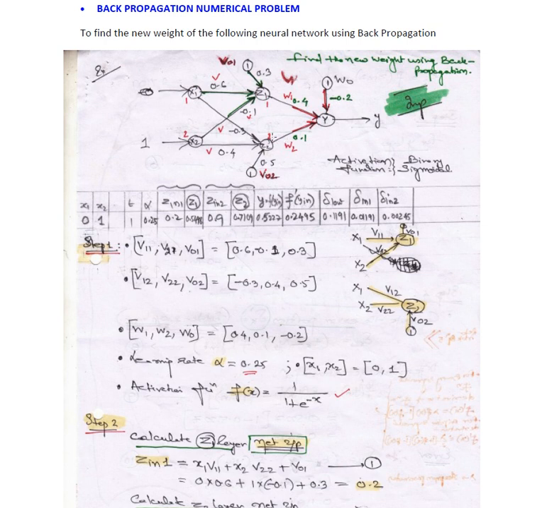Okay. So what are the three inputs? Here how many inputs are coming? Three inputs. These two plus bias. Here these two plus bias. Here these two plus bias. So three inputs will always be there.